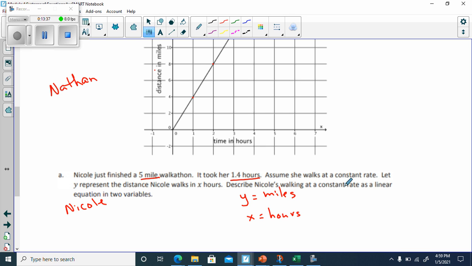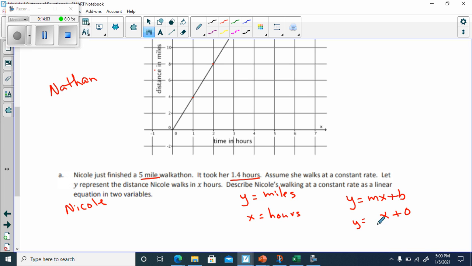Describe Nicole's walking at a constant rate as a linear equation in 2 variables. Y is equal to mx plus b. Constant rate, okay? Linear equation. Well, if she's walking, guys, it didn't say she started farther out. At time 0, she has walked 0 miles.